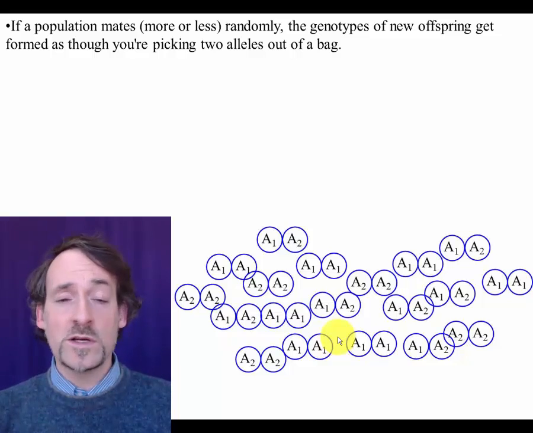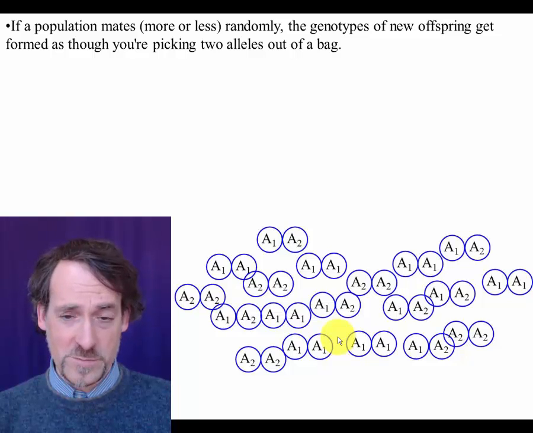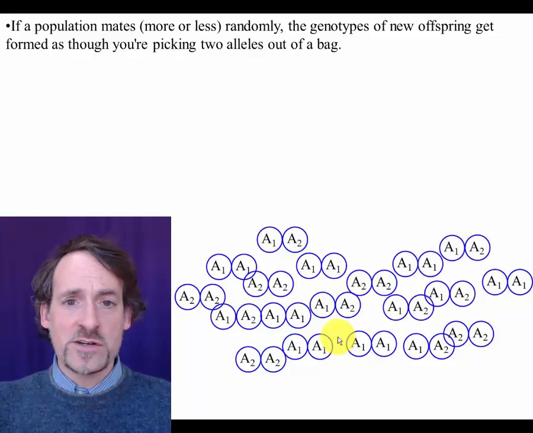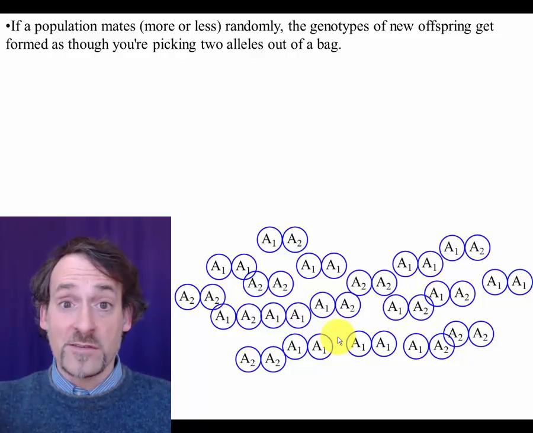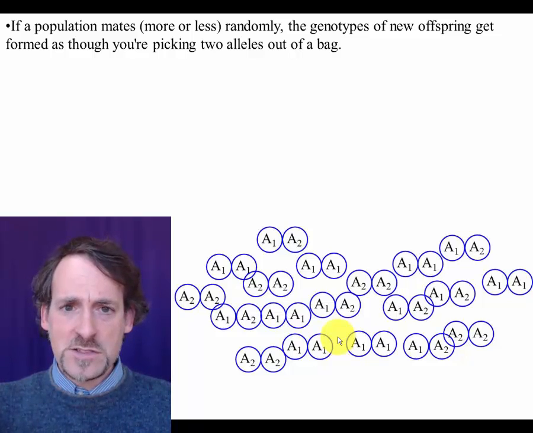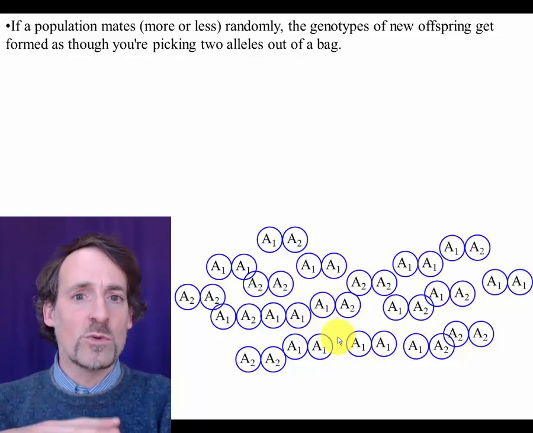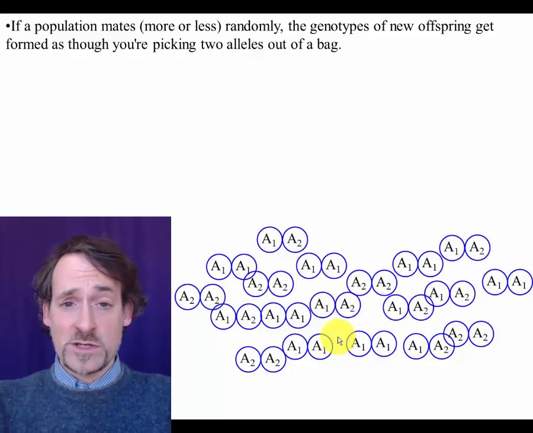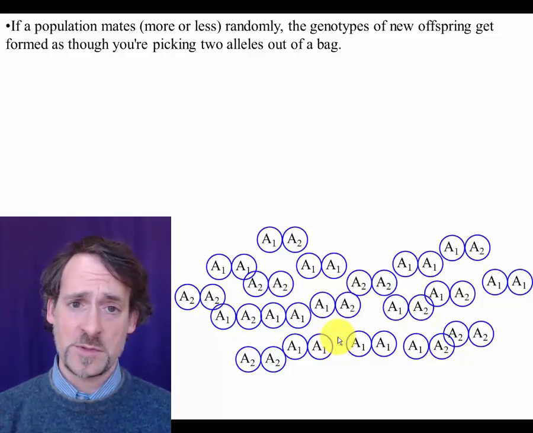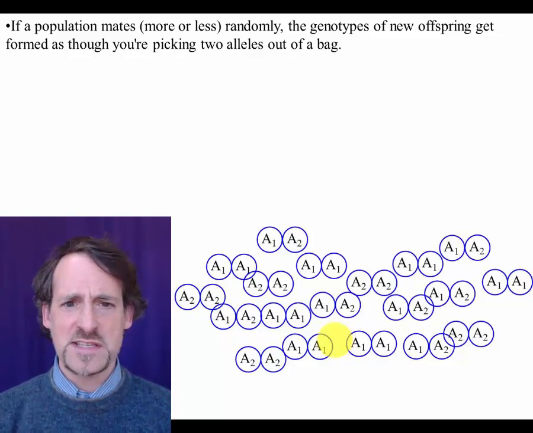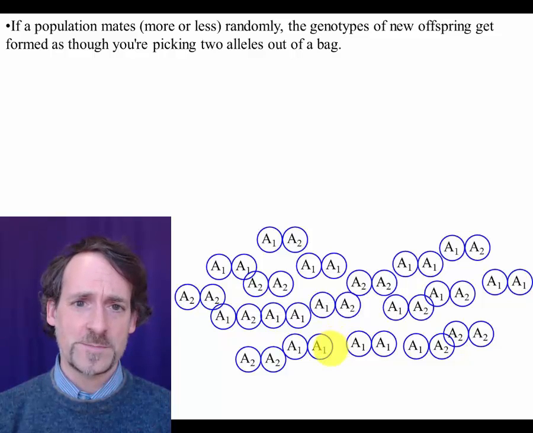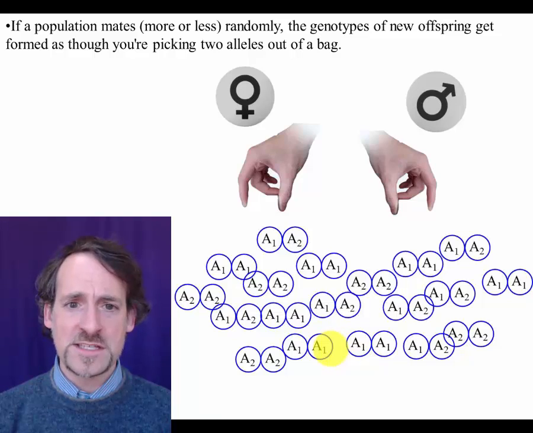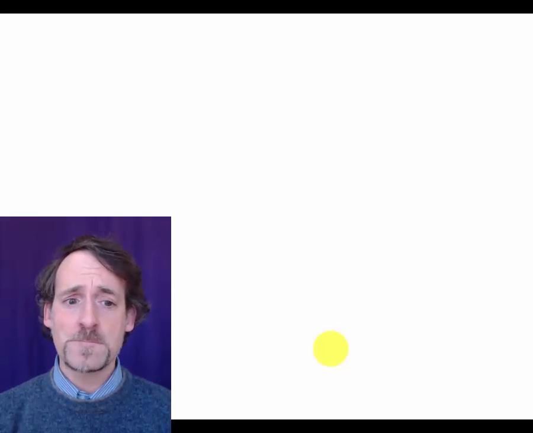She donates one of her two alleles to the offspring. You rummage around in the bag, you pick out a random male, and he donates one of his two alleles at random to the offspring. So it's basically as though all of these alleles were washing around by themselves. Mom picks out one, Dad picks out one, you stick them together, and you've got a genotype. How do you visualize this with a probability tree? Well, here comes the mom hand, here comes the dad hand, and what do they come up with?